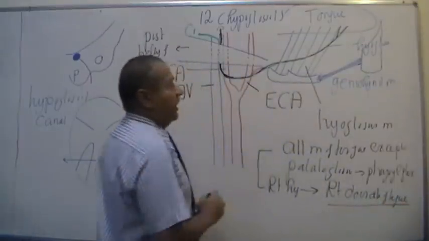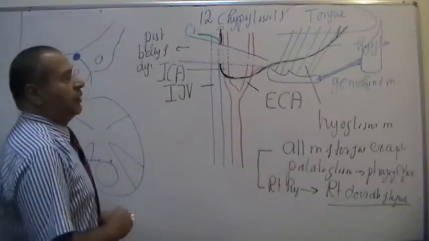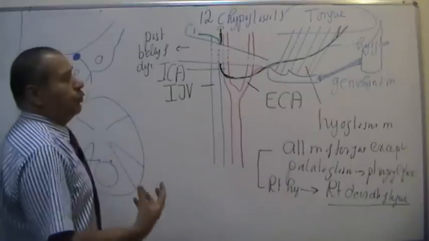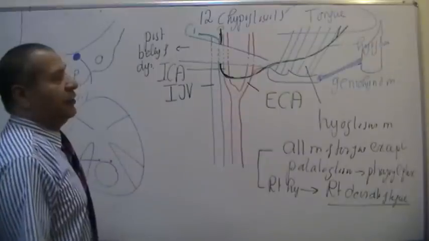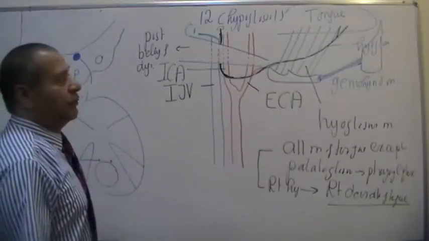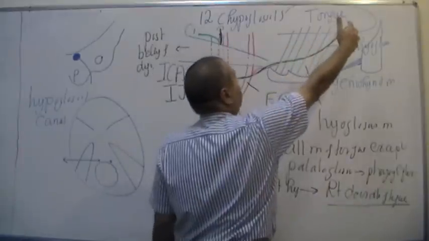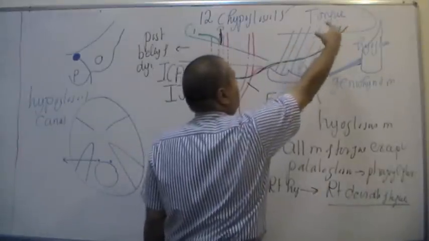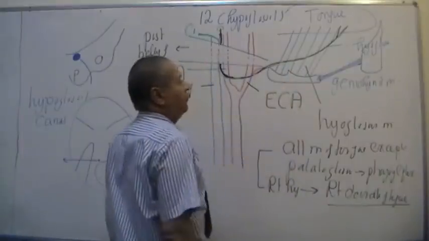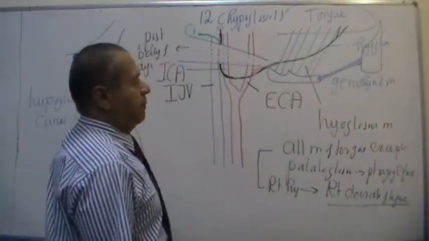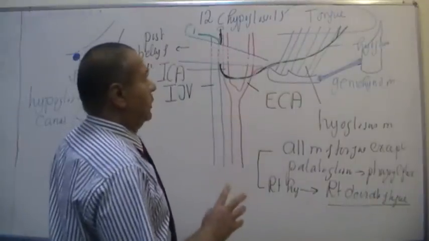And you know this is because of the genioglossus muscle. The genioglossus muscle protrudes the tongue and deviates the tongue to the opposite side. This is the action of the genioglossus muscle. If the right genioglossus muscle is paralyzed, the left side will contract. It will pull the tongue forward and to the left, so the tongue deviates to the same side of the lesion. So this is concerning the hypoglossal nerve.